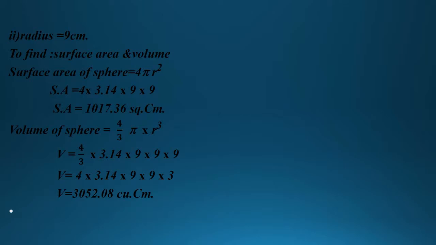Now, volume of sphere is equal to 4 by 3 pi r cube. Substituting the value of pi as 3.14 and r as 9, we get volume is equal to 4 by 3 multiplied by 3.14 multiplied by 9 multiplied by 9 multiplied by 9. Therefore, volume is equal to 4 multiplied by 3.14 into 9 into 9 into 3. So, we get volume is equal to 3052.08 cubic centimeter.